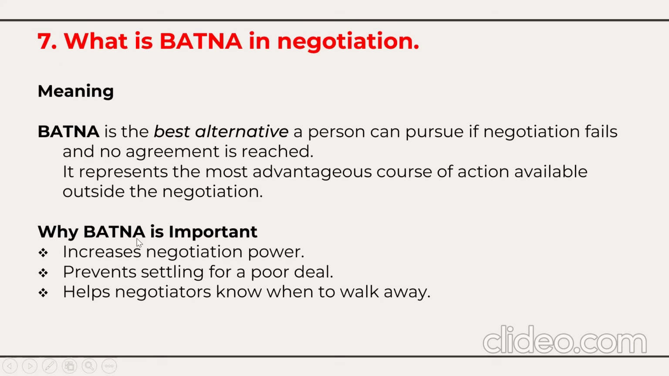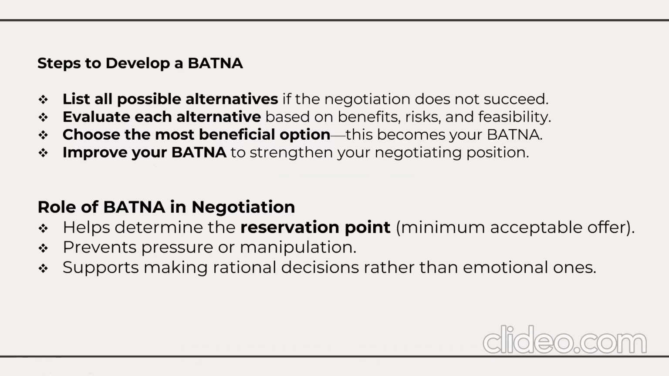So BATNA is important. It increases the negotiation power. It prevents settling for a poor deal. It helps negotiators to know when to walk away. And how to develop it? First, list all the possible alternatives. Evaluate each alternative. Choose the most beneficial option. And finally, you improve your best alternative to negotiated agreement.